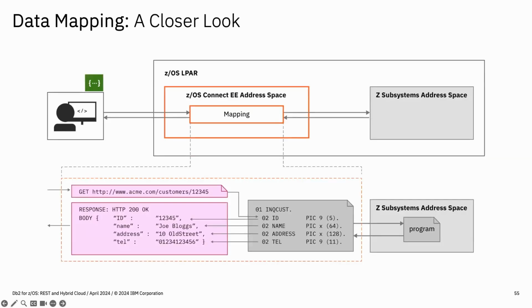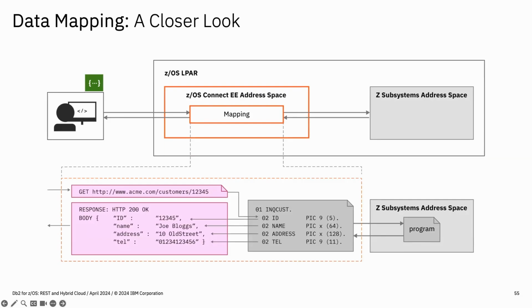And this is showing that more in detail. And if we see here, we are going to do an example with getting information from Acme for a specific customer ID. So this is all happening in the zOS Connect address space, this idea of mapping. And for this example, it's actually a Kix program that's being invoked.